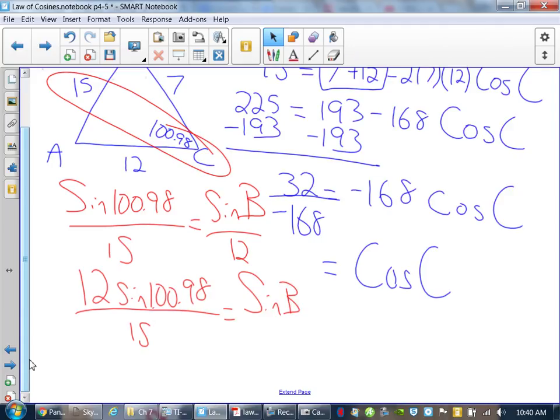All you have to do is move the 12 up, because remember, this is just something divided by 12. Well, how do you undo divide? You multiply. So that's why you just put it up on the numerator.